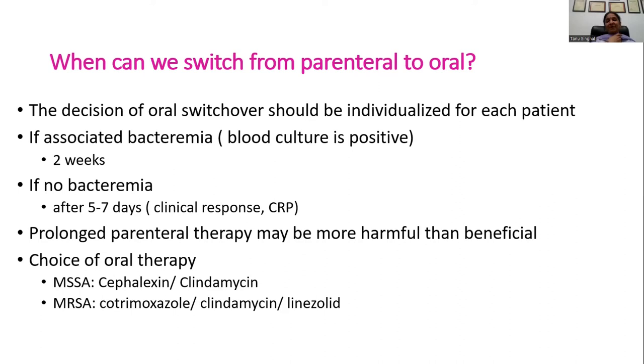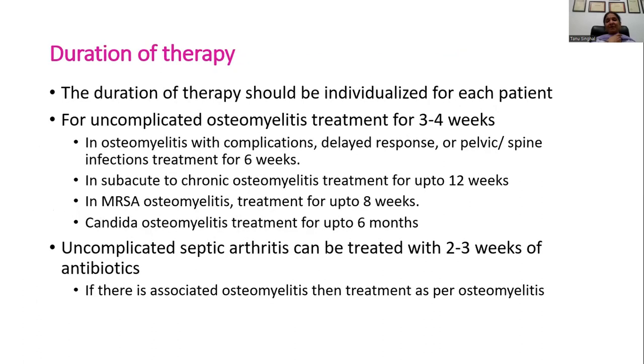What about duration of therapy? So as the decision of oral switchover is individualized, the duration of therapy is also individualized. But broadly speaking, for uncomplicated osteomyelitis, 3 to 4 weeks of therapy is non-inferior to 6 weeks of therapy. However, if there are complications, if there is a delayed clinical response, or if you have pelvic or spine infections, then your treatment is for 6 weeks.